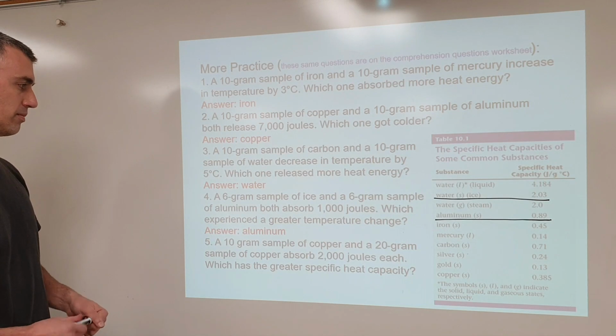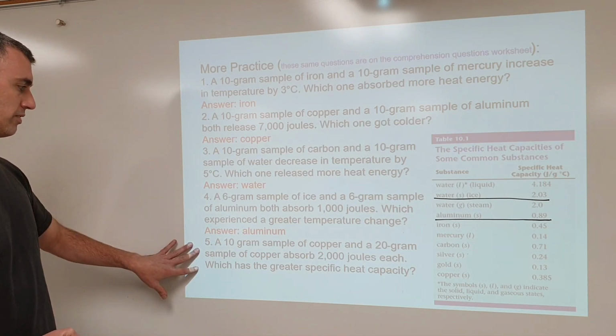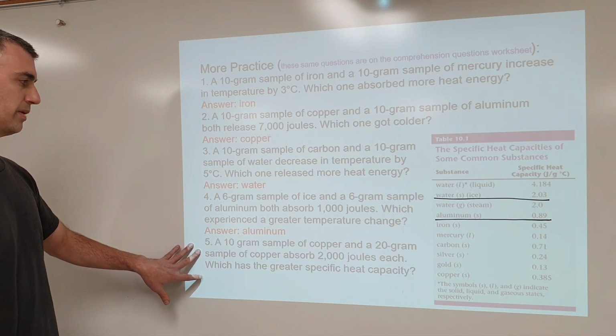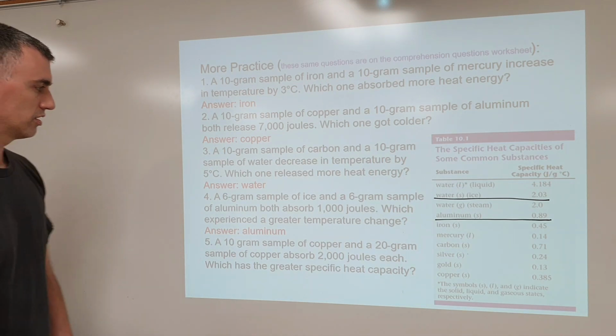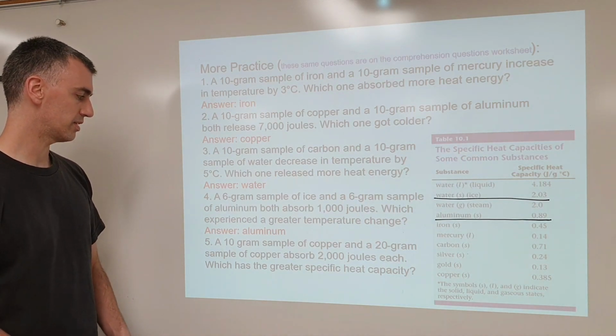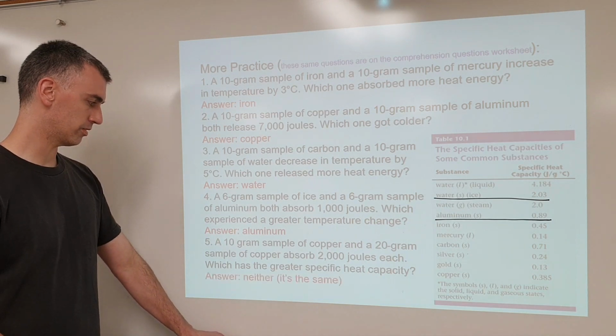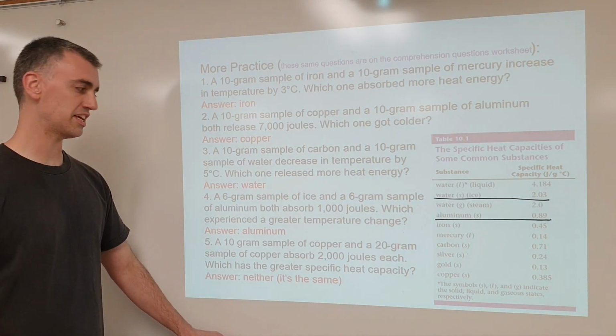And finally, a 10-gram sample of copper and a 20-gram sample of copper both absorb 2,000 joules each. Which has the greater specific heat capacity? Now, ladies and gentlemen, I want you to notice something. This is a trick question. And spoiler alert, the answer is neither, it's the same.